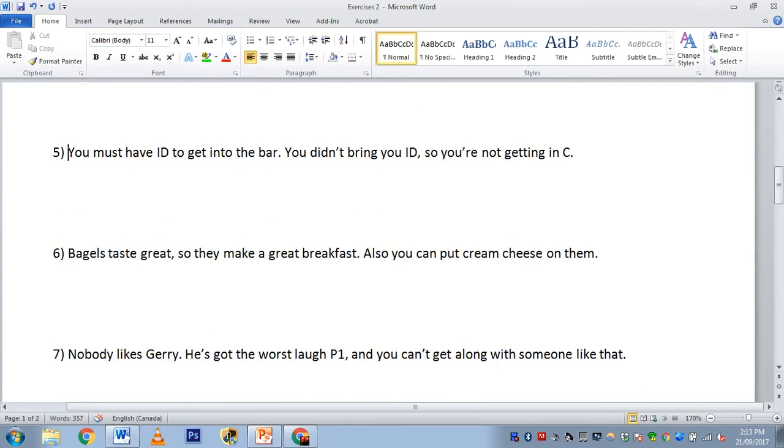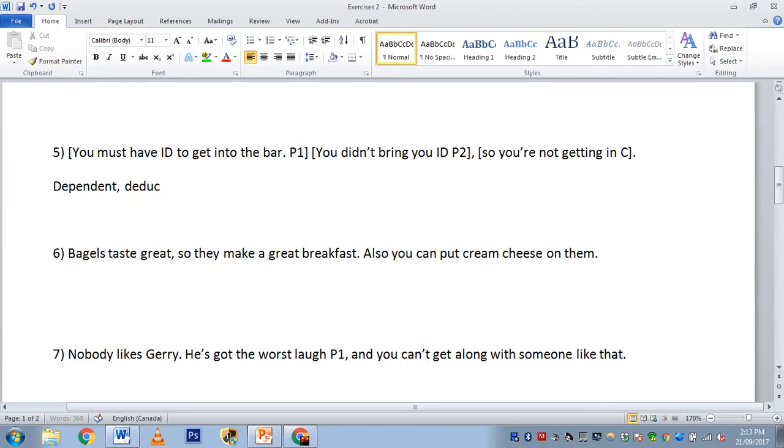All right. "You must have ID to get into the bar. You didn't bring your ID, so you're not getting in." Conclusion. I didn't copy edit this well. So what do you think the conclusion is now that I've erased my... All right. Question? Okay. And obviously these are premises, and are these dependent or independent premises? Dependent, right. And is this inductively valid, deductively valid, or invalid? Deductively valid, that's right. So these are dependent, deductively valid.